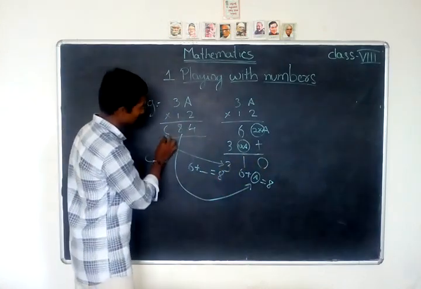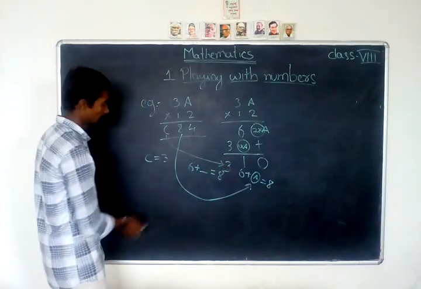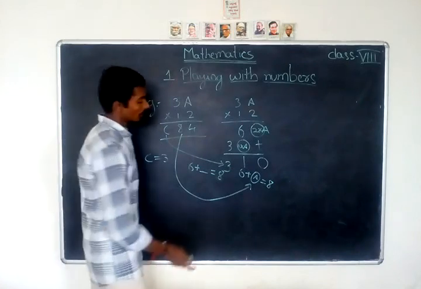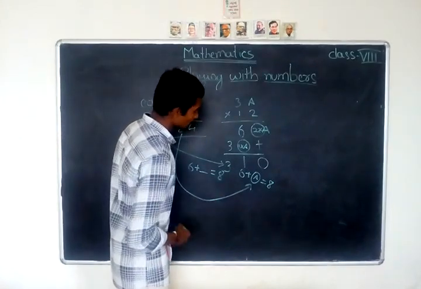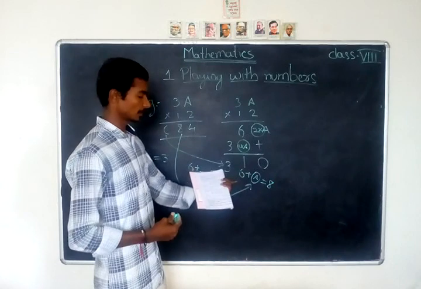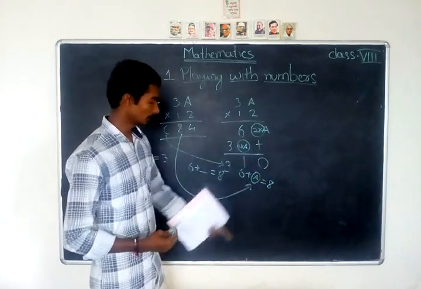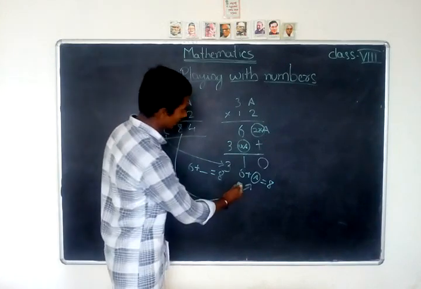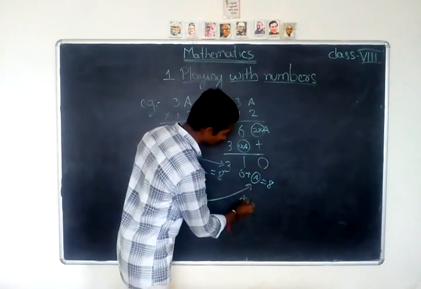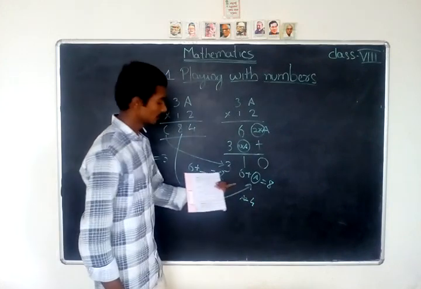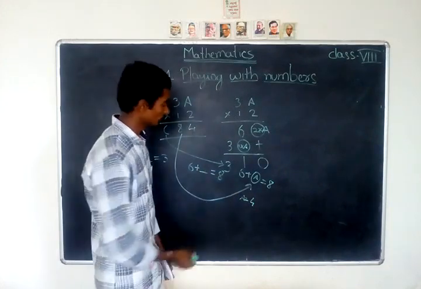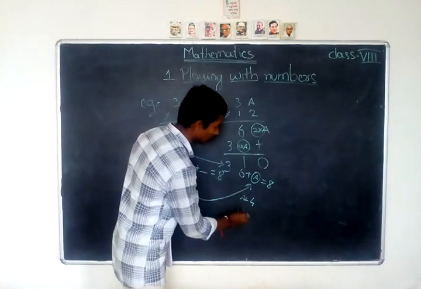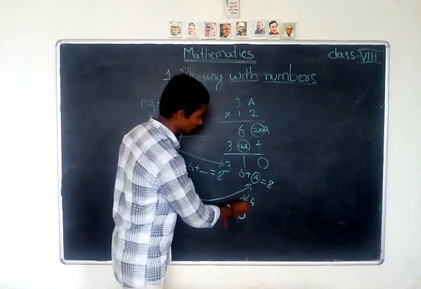Here we have got C is equal to 3 and 8 is equal to 6 plus A. Okay. Now what will add to 6 to give 8? Let us try with some random number 4. If I take A is equal to 4, 6 plus 4 is equal to 10. But what we want is 8. So A is not equal to 4.